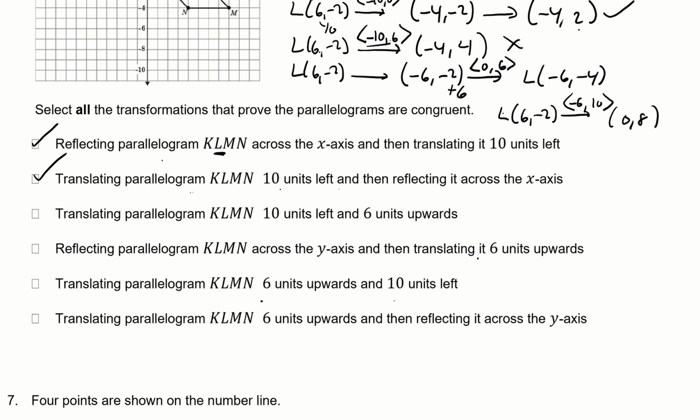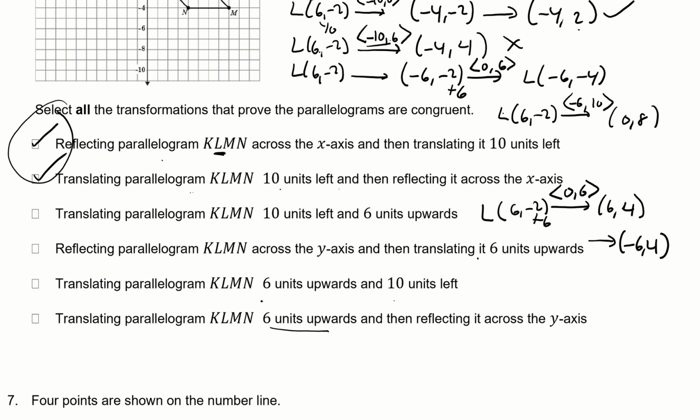So definitely not. And then 6 up and then reflecting across the y-axis. Let's do that here just because I'm out of room. 6 up, so 0 and then positive 6. So we got to do this plus 6. This is (6, 4), and then reflecting it across the y-axis is going to be (negative 6, 4). So definitely not. So it looks like we only have those two solutions.